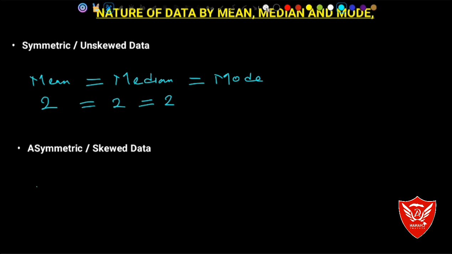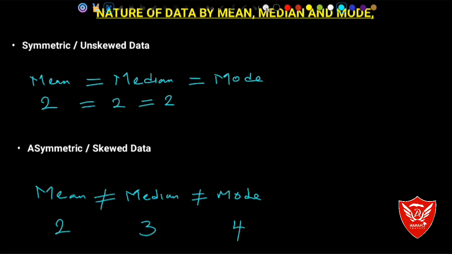Asymmetric or skewed data: the mean is not equal to the median, and it is not equal to the mode. Each of them has its unique value. So if you solve for the mean, you have 2, and then you solve for the median, you have 3, and then possibly for the mode it is 4. Then in this case, it's known as skewed data.